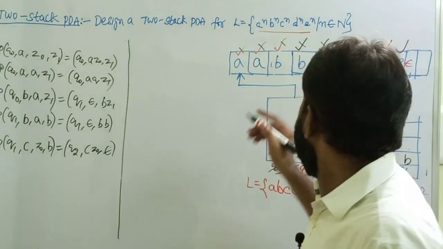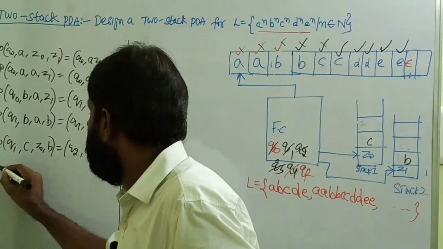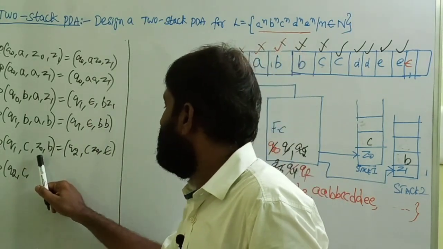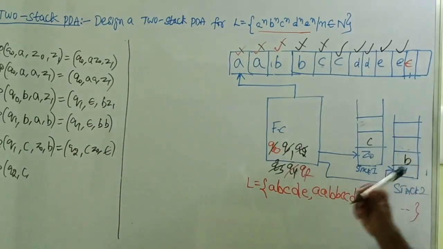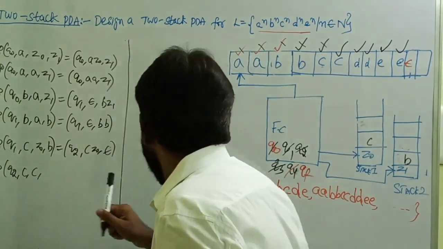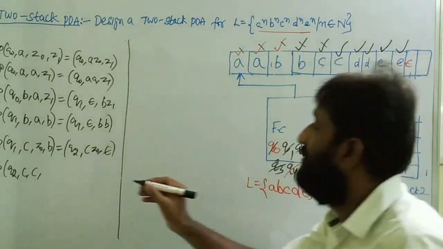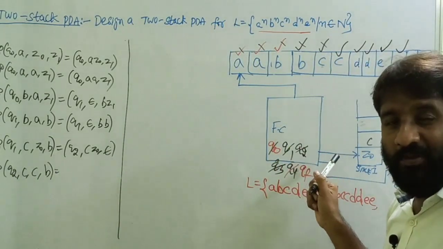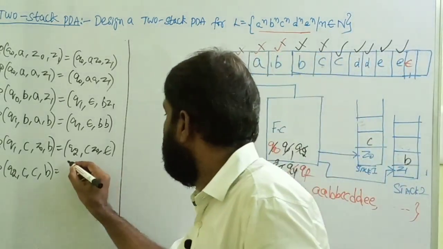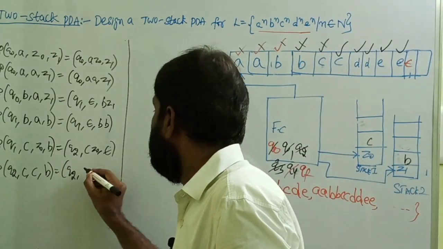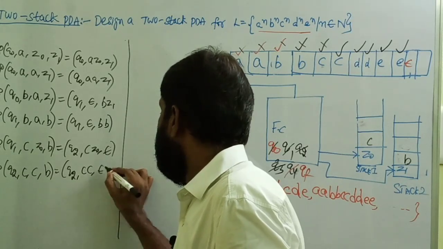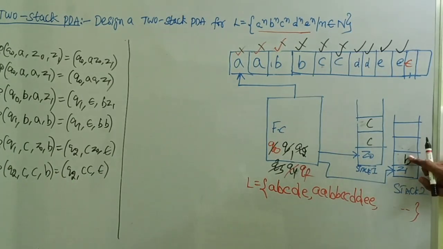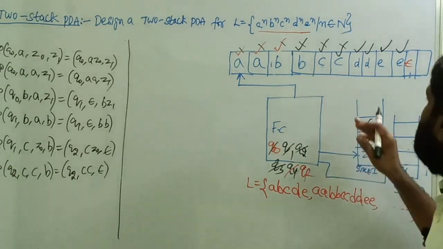Okay, then one more C exists. Now write the transition Q2 of C, top of stack 1 is, what is the top of stack 1? It is C. So C comma, the top of stack 2 is B, equals add C onto stack 1 by doing the pop operation on stack 2. Remains on the same state Q2, C comma epsilon. So add C onto stack 1 by doing the pop operation on stack 2. Let's assume C's are completed.